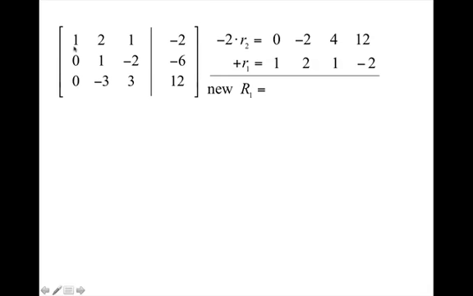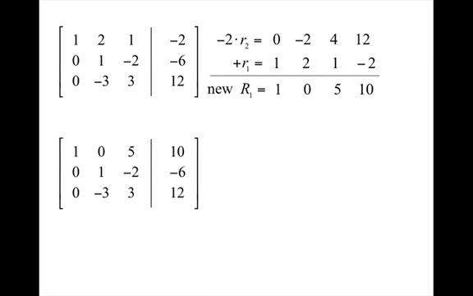Now row 1 started with a 1, and it should not change. 0 plus 1 gives me the 1 that I did not want to change. Then negative 2 plus 2 gives me the 0 that I wanted. Then 4 plus 1 is 5, and 12 minus 2 is 10. So I can write this as row 1 and keep rows 2 and 3 the same.